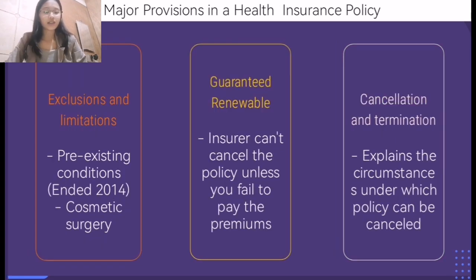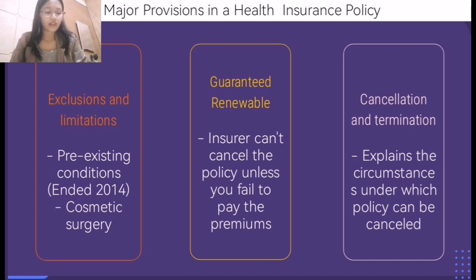And next is the exclusion and limitation. This provision specifies those services na wala gi-cover ng policy mo. It may include yung mga pre-existing conditions such as yung diagnose ka before your health insurance took effect. And another one is yung mga cosmetic surgery.